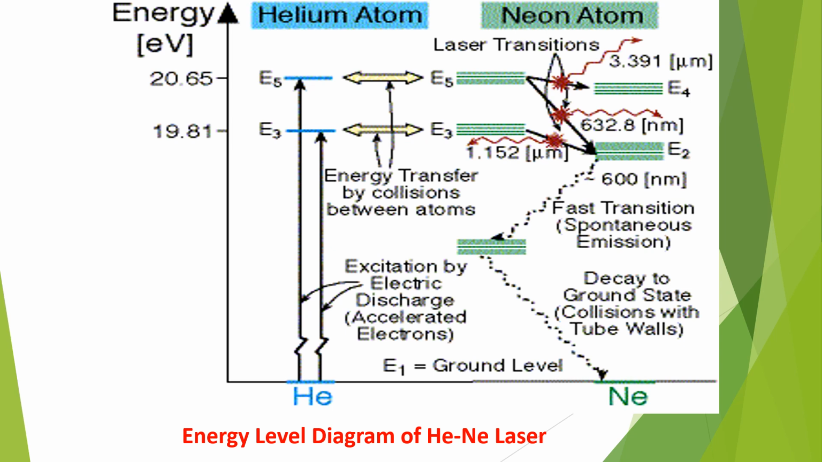So the transition from E5 to E2, the wavelength which we obtain here is 632.8 nanometer. This is in visible region, means this is the red wavelength laser light we obtain here. So this is the laser action, and by the fast decay it will come to the E2 state, and from this state again it collides with the walls of the tube, and it comes to the ground state. So again the cycle will continue, with the oscillators we have taken, one is highly silvered and the other is partially silvered. So laser light is continuously obtained from the partially silvered mirror, and the cycle continues.